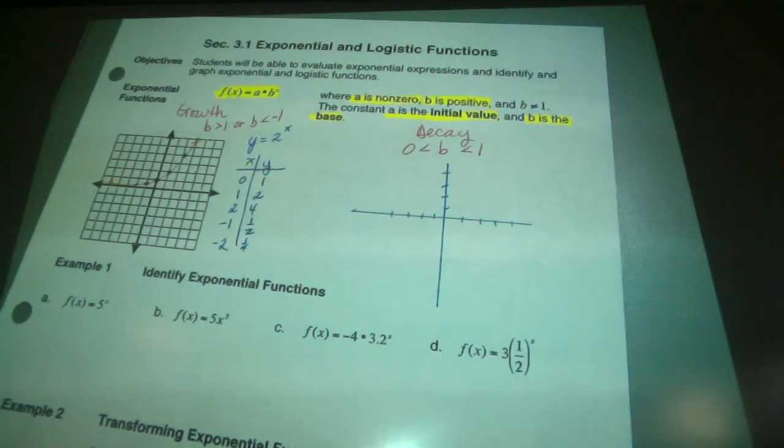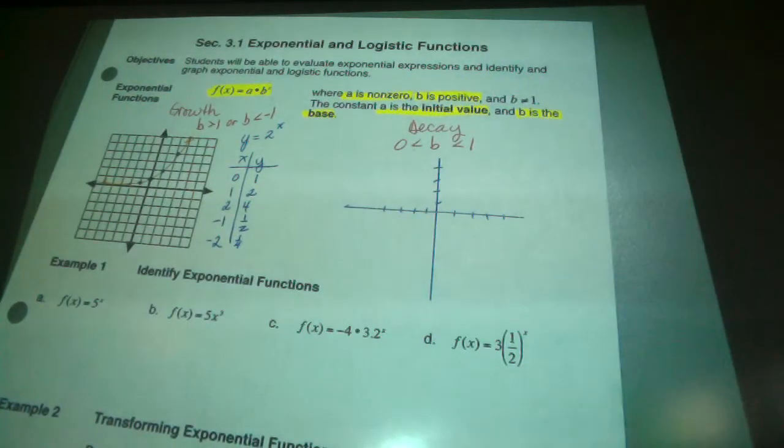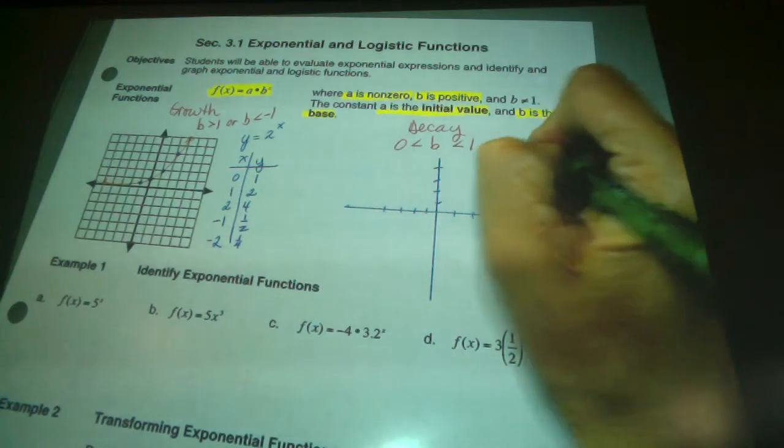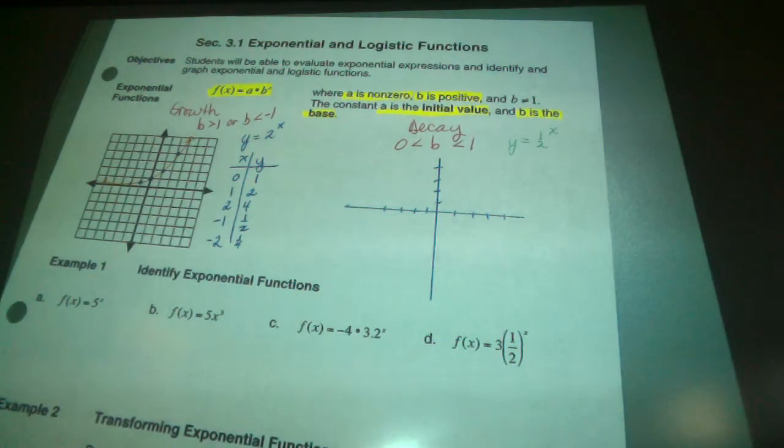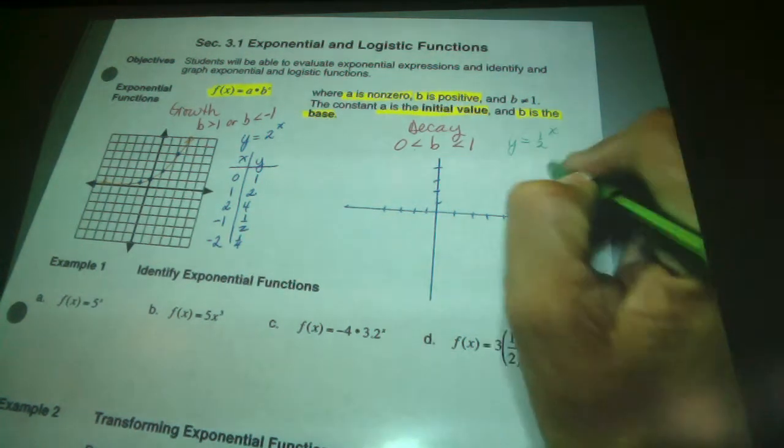Okay, so for decay, we're going to look at y equals 1/2 raised to the x. So 1/2 is a number between 0 and 1. Again, if it were negative 1/2, it would still be decay, but that negative is going to end up doing something else because technically b is not negative. So let's do an xy table.